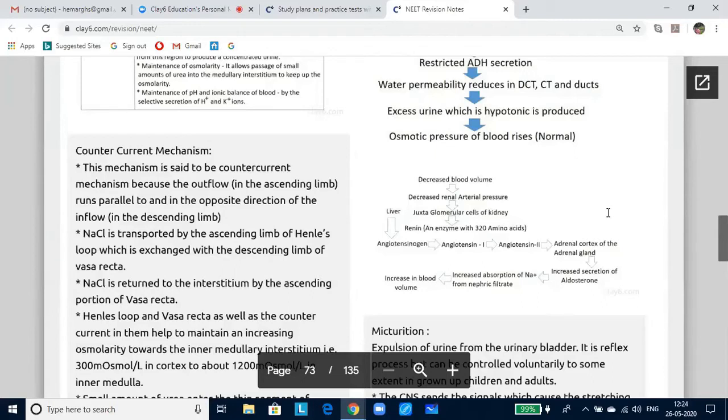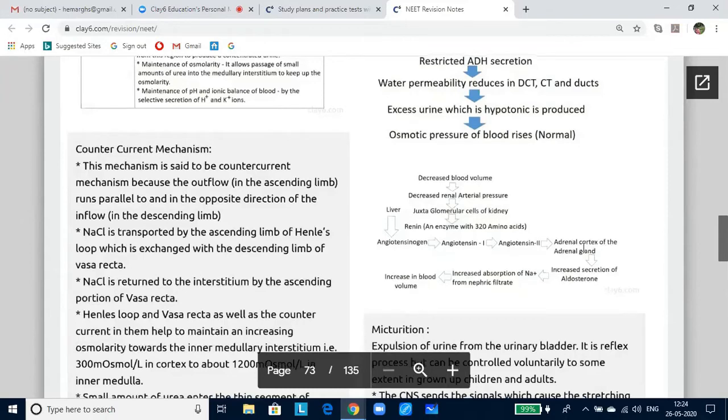Thus, the renin, angiotensin, aldosterone system, which we call the RAAS system, maintains homeostasis. Thus, kidneys regulate body fluid osmoregulation by controlling the amount of water with the help of the hormone ADH, and sodium with the help of aldosterone, and proteins by renin and angiotensin.